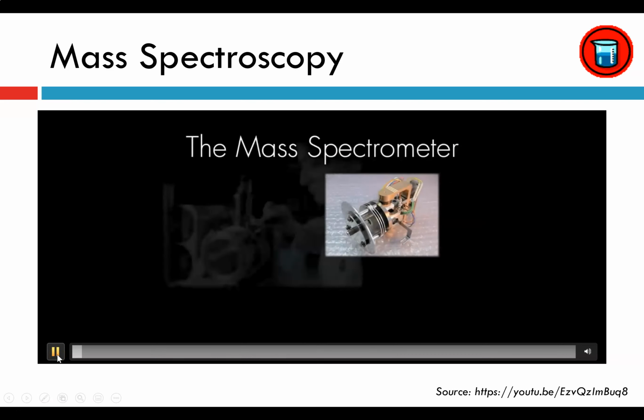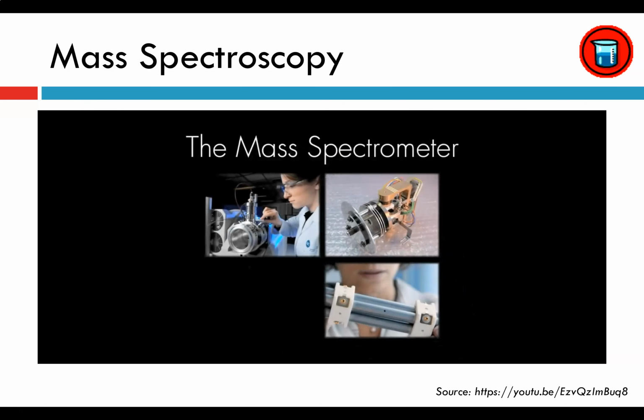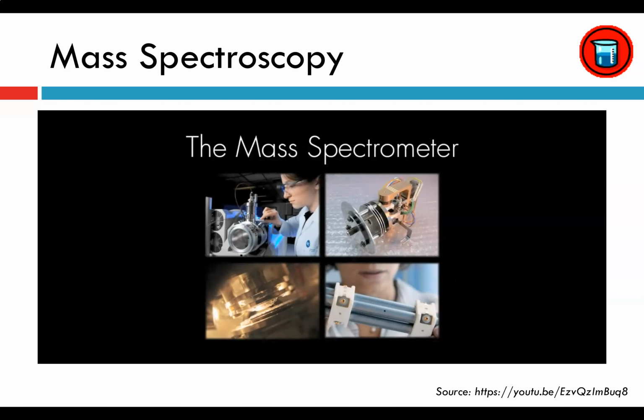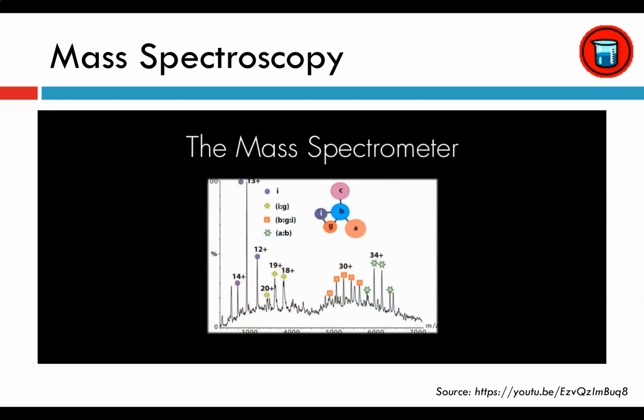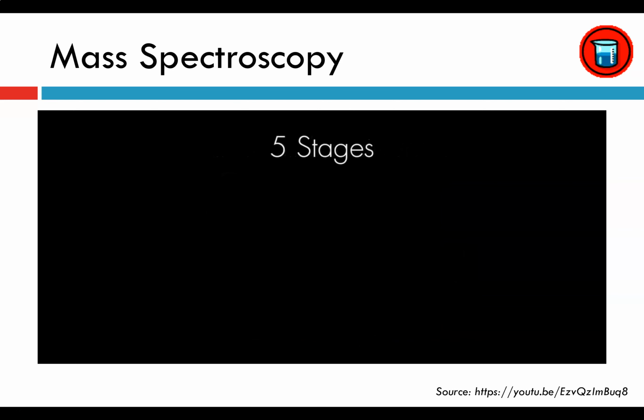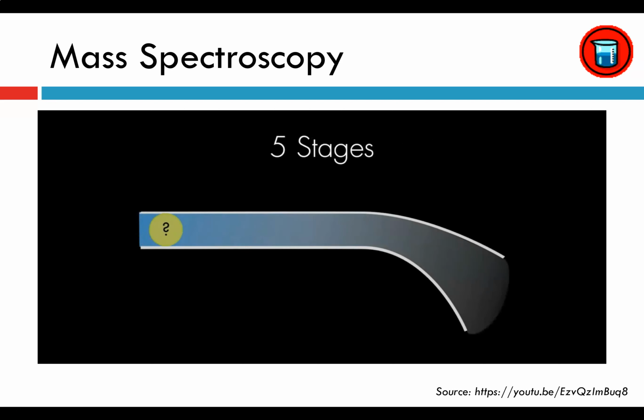Instrument in many kinds of chemical analysis. But how does it work? And how do we interpret the data that we get from it? A mass spectrometer works in 5 stages. First, the sample is vaporized. Then it is ionized. Third, it is accelerated. Fourth, it is deflected. And 5th, it is detected.